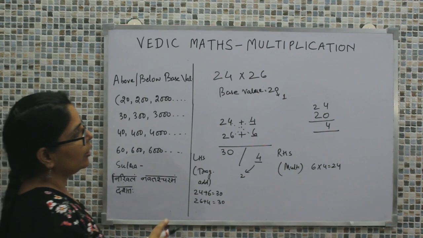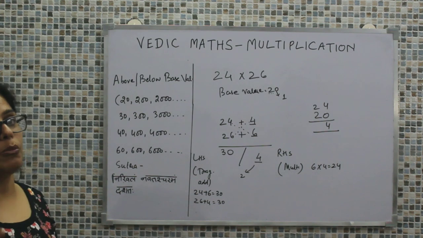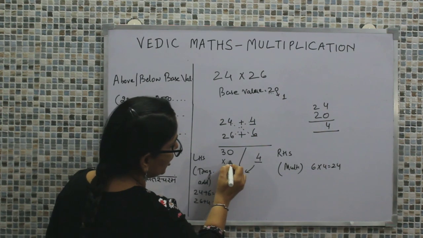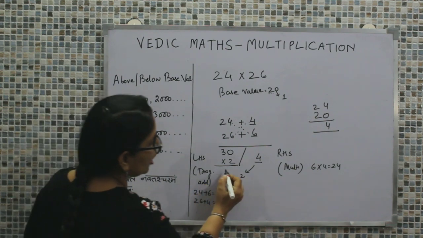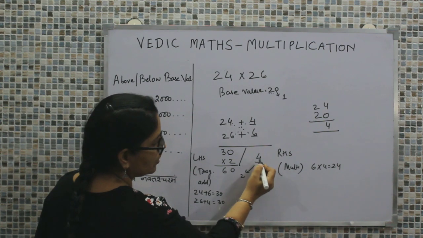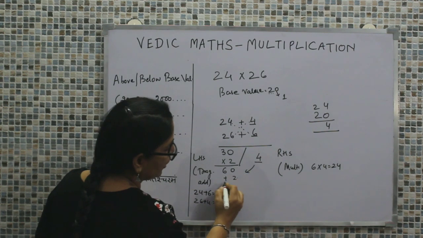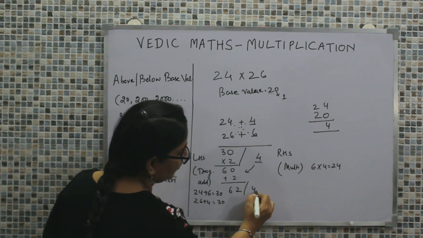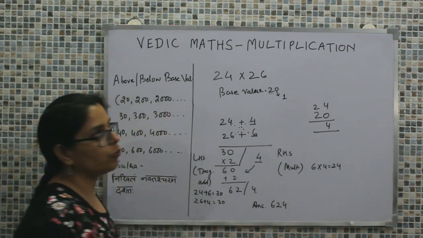Now when we are having a multiplying factor of 2, why am I telling you about the multiplying factor of 2? Because here the base value we have taken is 20. So what we need to do? We need to multiply the LHS portion only by 2. So it will come out to be 60. The carry which we got from the RHS, that was 2, would be written over here and added to the LHS. And the answer will come out to be 6, 2 and 4. So the overall answer is 624.